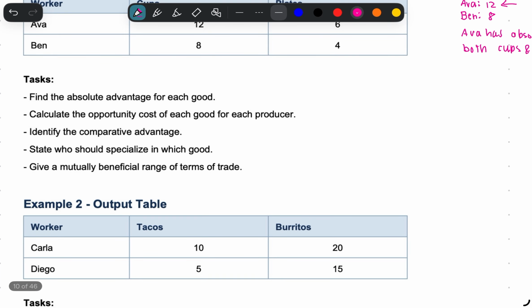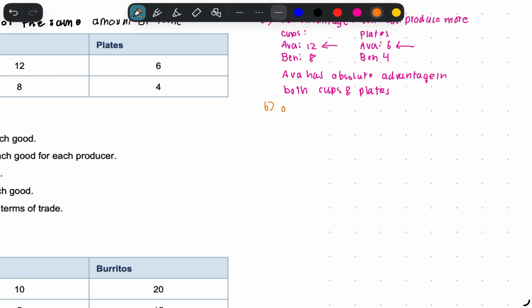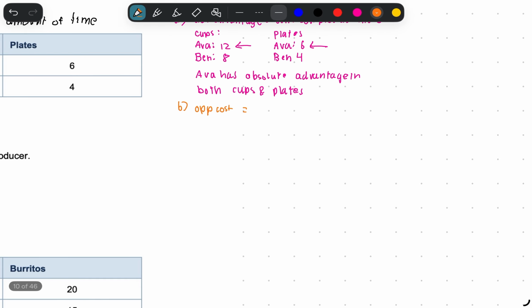For our second part, we're asked to find the opportunity cost of each good for each producer. So our opportunity cost formula, inside of output tables, is a ratio. And that ratio is equal to the other good given up over that good gained that you choose to produce. This is for the opportunity cost of one good.